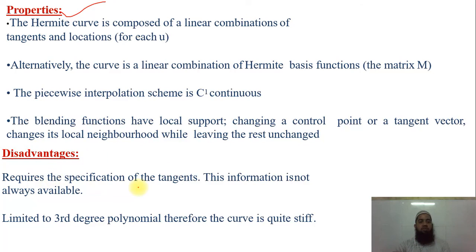The disadvantage is that it requires the specification of a tangent, and that information is not always available. That is the major problem. It is also limited to third degree polynomials, therefore its curve is quite stiff. It does not go above the third degree. For that, we will move towards Bezier curves. In the next session, we will see the Bezier curve.